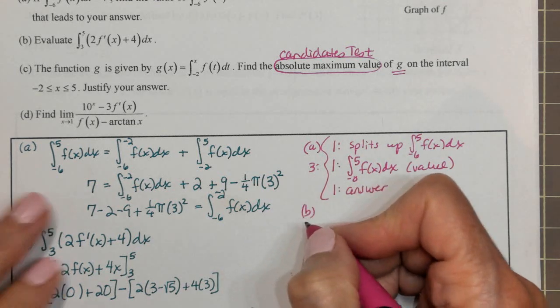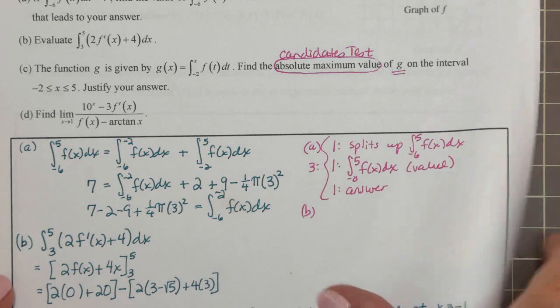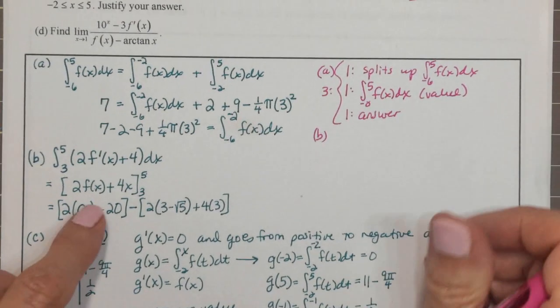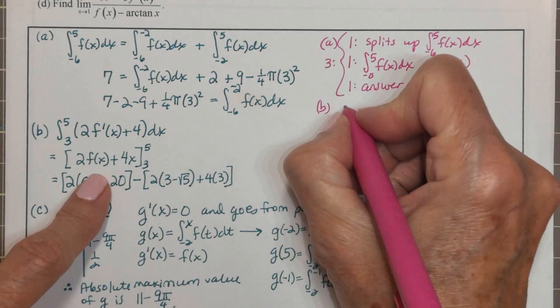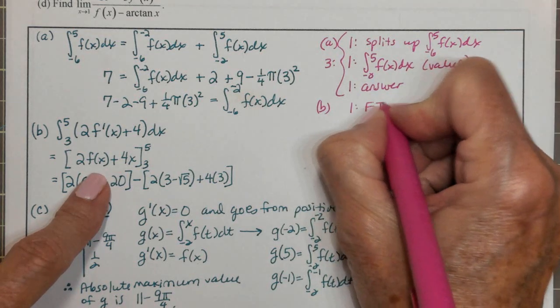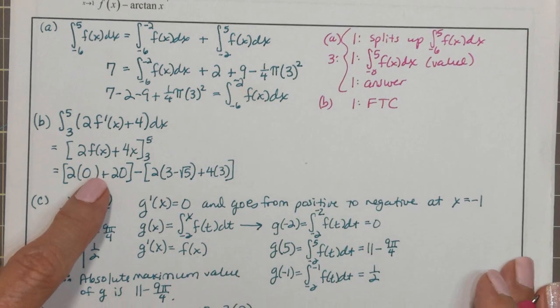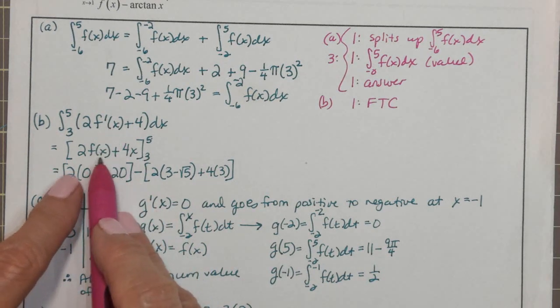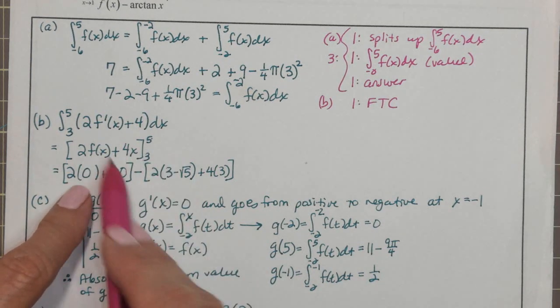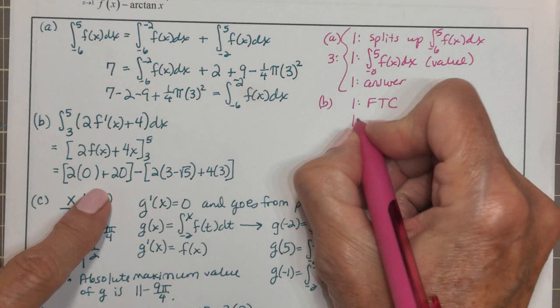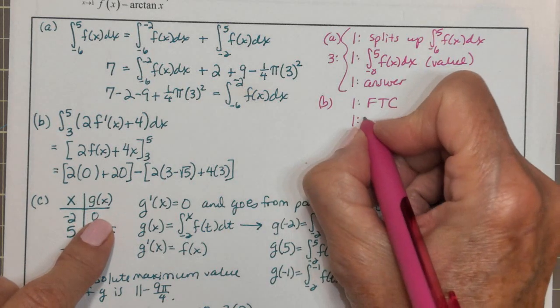For part B, 1 point was for what they called the fundamental theorem. Where did we use the fundamental theorem? Well, we used it when we plugged in the 3 and the 5 here, okay, to the antiderivative. 1 point was for the answer.